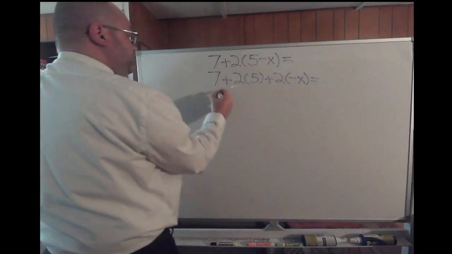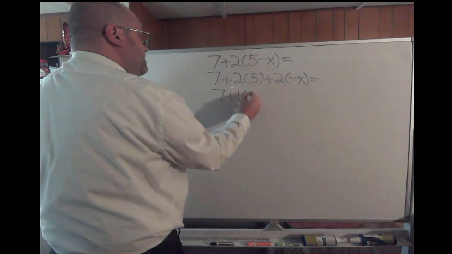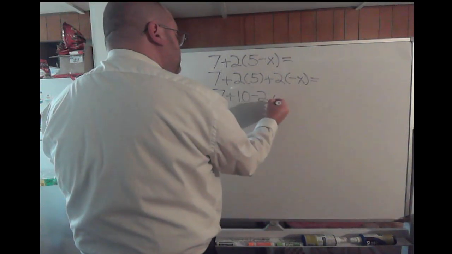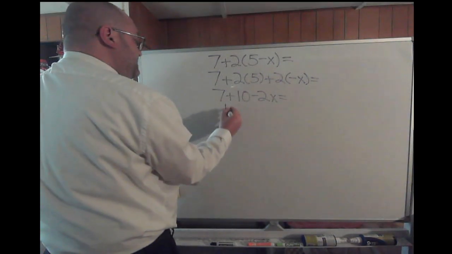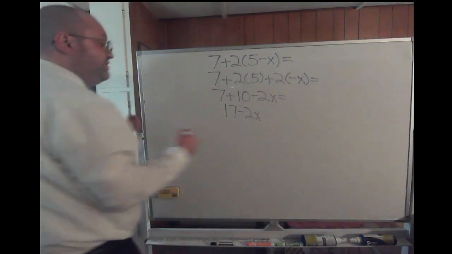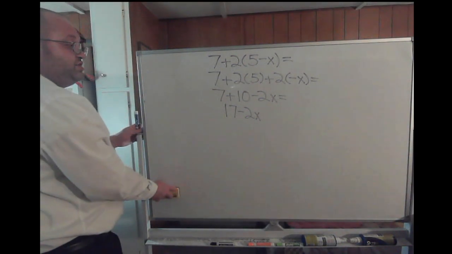Let's simplify this further. You'll still have 7 plus 2 times 5, which is 10, plus 2 times negative x, that'd be negative 2x. Simplify it further, 7 plus 10, that's 17, minus 2x. So the answer you're looking for is 17 minus 2x.